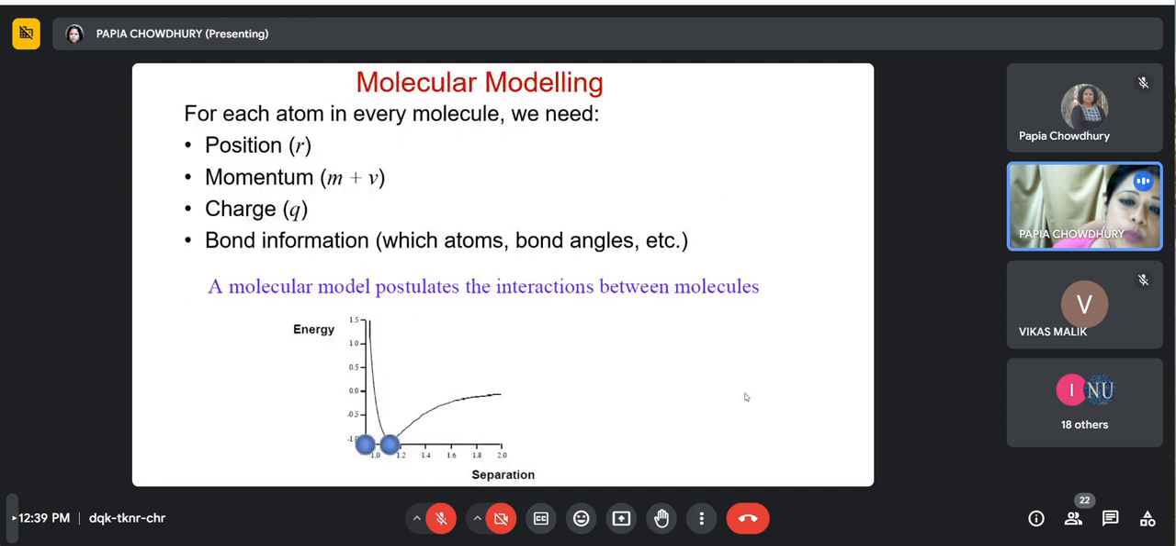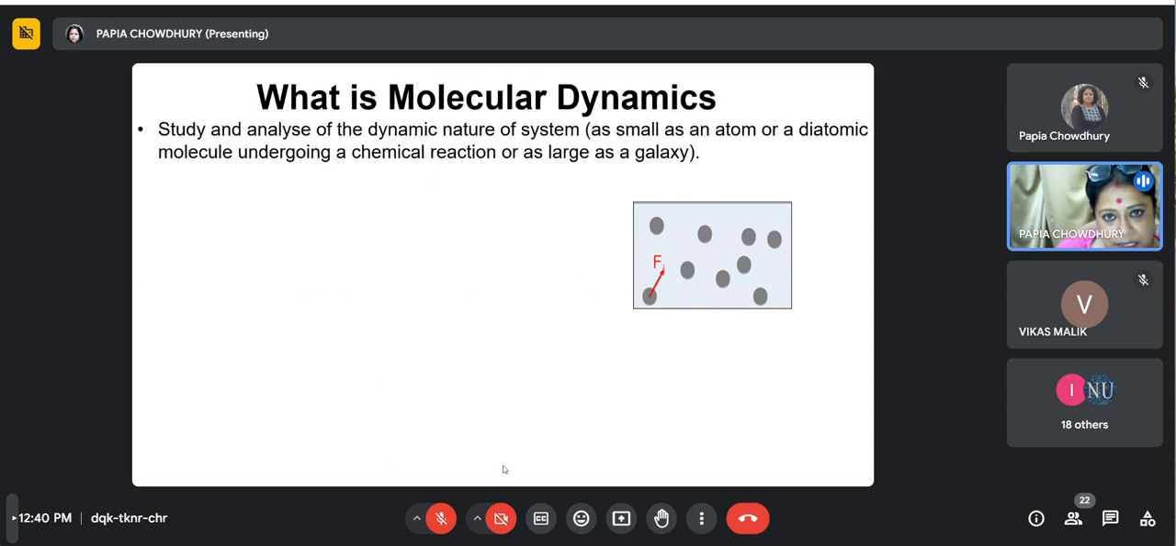For this molecular model, we need the position of the system, we need the momentum, we need the charge, and also we need information about the bonds between the atoms or between the molecules. We need bond angle, dihedral angle, and bond length. And the molecular model which we generally use here is a very old and very beautiful model which all physics people know, the variation between the potential energy and the separation. So we basically use this molecular model to get the interaction between molecules, to get the detail about the interaction between atoms.